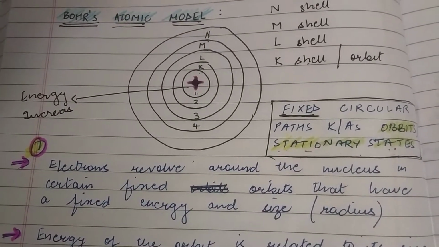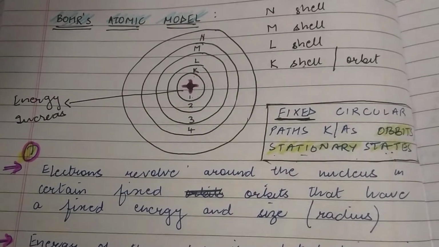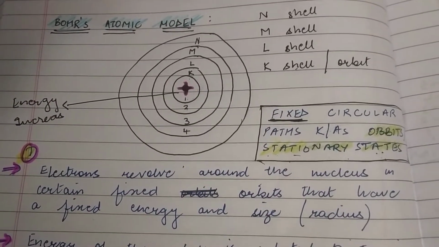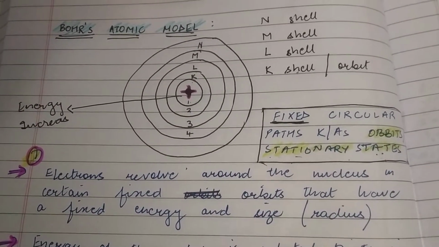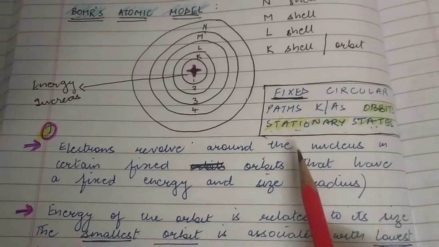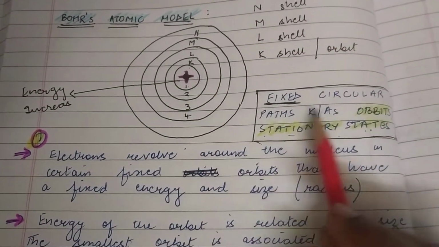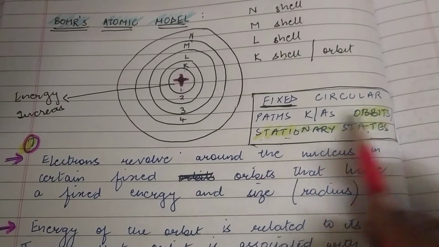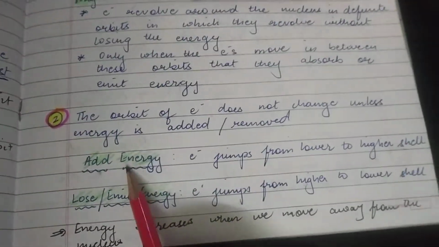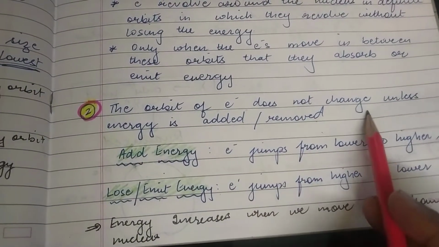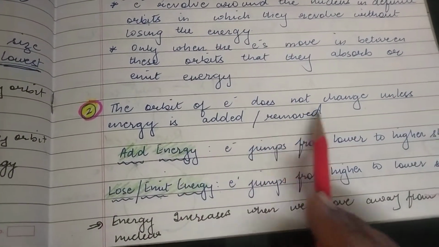And in this session, I would be continuing with the Bohr's atomic model. In my previous video, I had already explained the main postulates of the Bohr's model, where we had said that the electrons revolve around the nucleus in fixed circular paths, which were known as the orbits or the stationary states. And then in the second postulate, we had said that the orbit of the electron does not change unless the energy is added or removed.